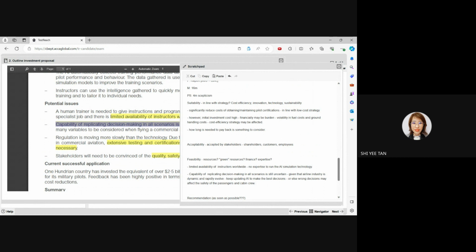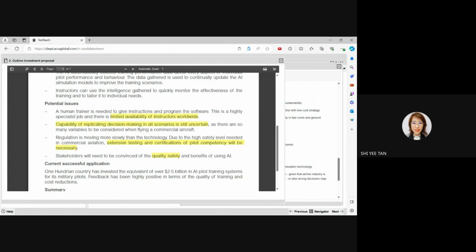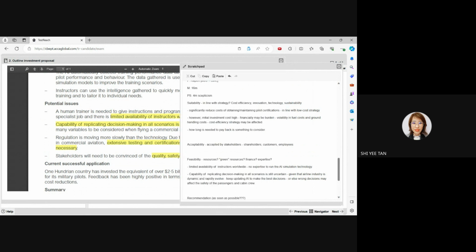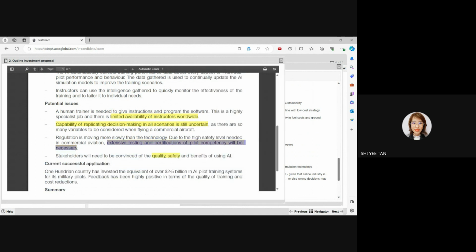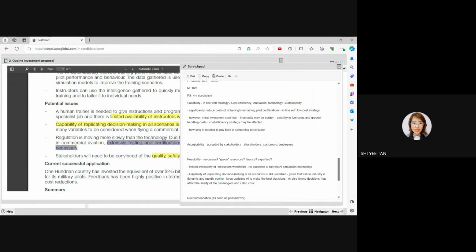The third one, they say regulation. Regulation is moving more slowly than technology. So in terms of regulations, they still want pilot competency to be very, very strictly regulated. So can AI actually be accepted by the regulators or not? That goes to acceptability, right? I copy this one: extensive testing and certificates of pilot competency will be necessary.